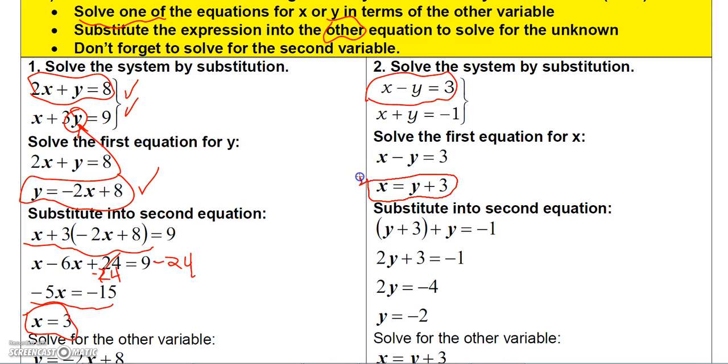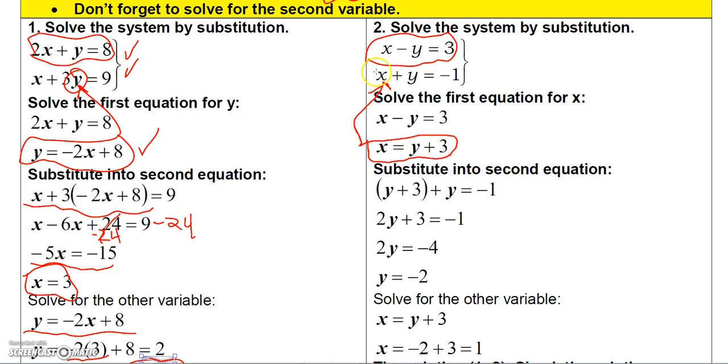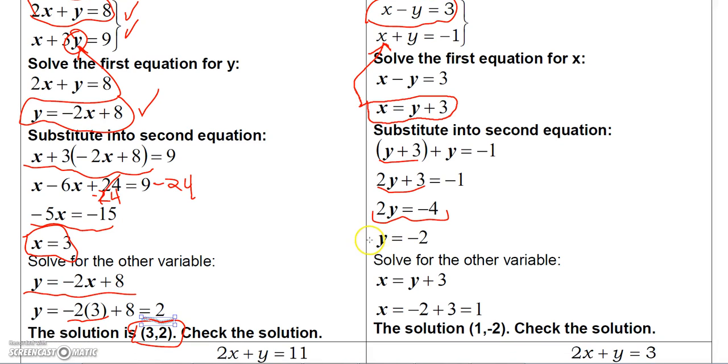Then I can substitute that in here for x into the second equation. And so instead of x plus y, I have y plus 3 plus y equals negative 1. And then y plus 3 plus y is actually 2y plus 3 equals negative 1. And then if I subtract 3 from both sides, I get 2y equals negative 4. And then if I divide both sides by 2, I'll get y equals negative 2.